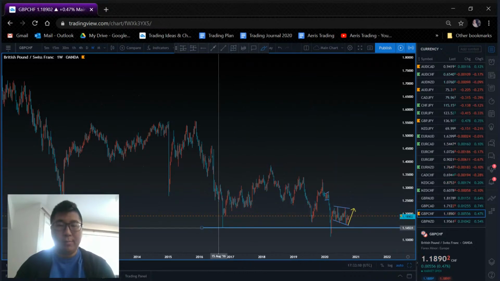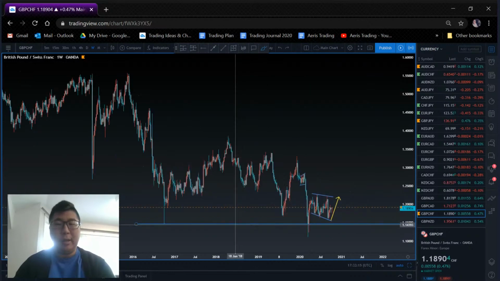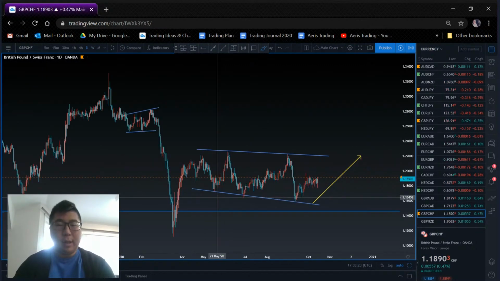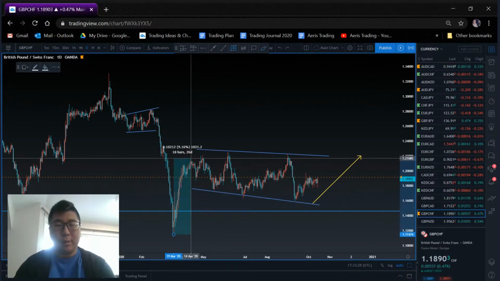Okay, so we had this previous double bottom rejection. To me, this is pretty clear, a clean higher time frame double bottom. Price will break below some previous level and then shoot right back up. So to me, it's very clean. On the daily, we had this impulsive move up, about 1,000 pips or so if we look back.